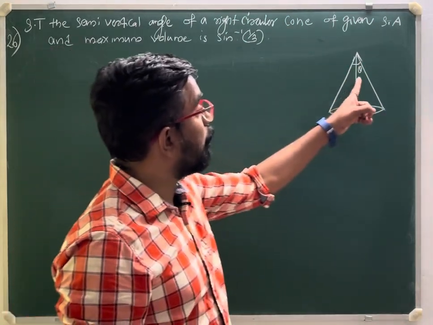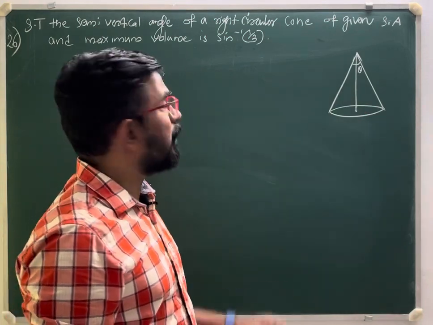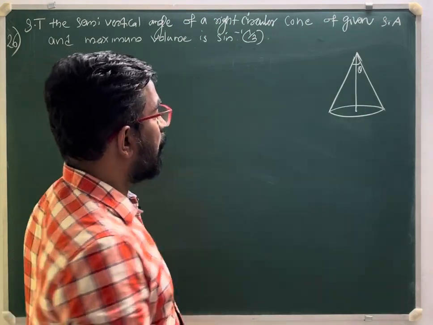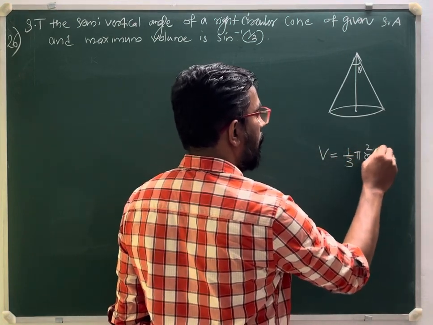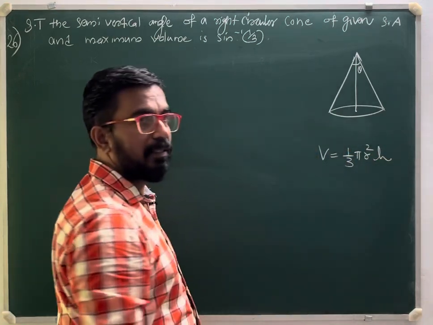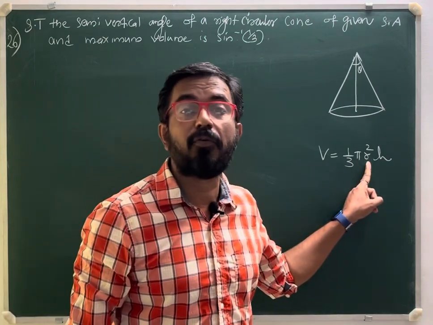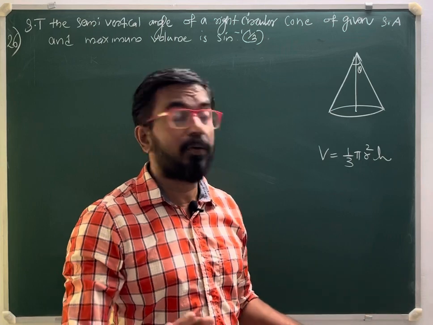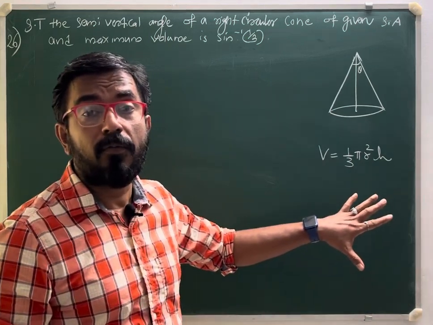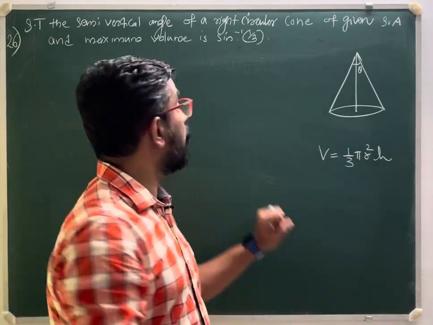To prove theta equal to sine inverse 1 by 3, first thing, our function is volume. Volume is 1 by 3 pi r square h. We need to differentiate this. But when I try to differentiate, I have two variables. r is also a variable, h is also a variable. How to get rid of this? You need to convert one to the other. For that, who will help you? The given thing. What is given?